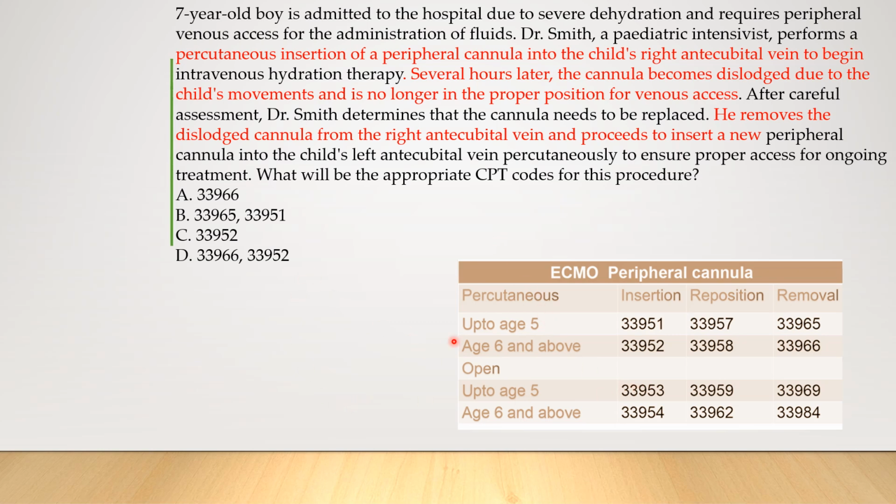So let us see. First of all, we need to check. It is a percutaneous peripheral, age 6. Sorry, it's 7. So we will pick up the code. Now we have this code, so we need to pick up that code. And in this case, what has happened is they have removed it from the right side, and then the insertion happened on the left side. So two things happened in this particular encounter, and we will have to take that into consideration. So do we have to code for the two things or the one thing?